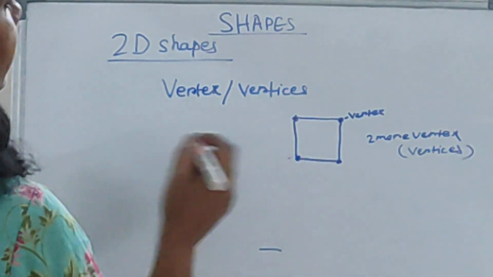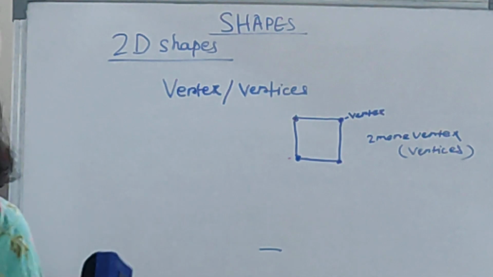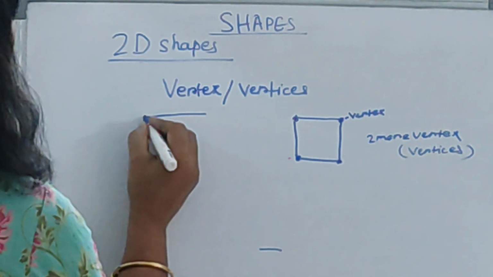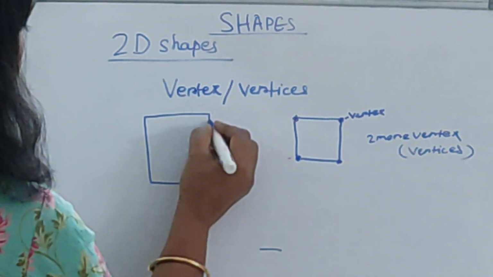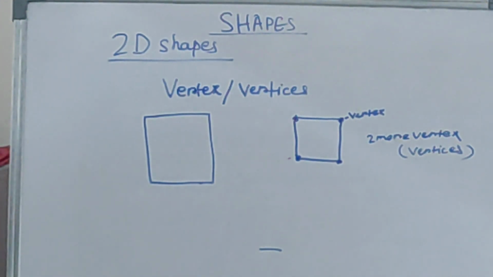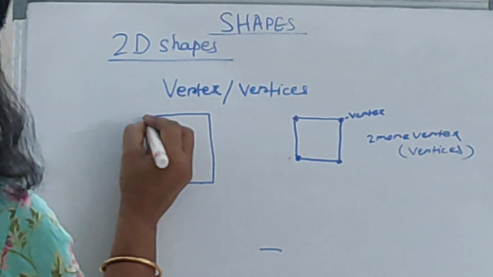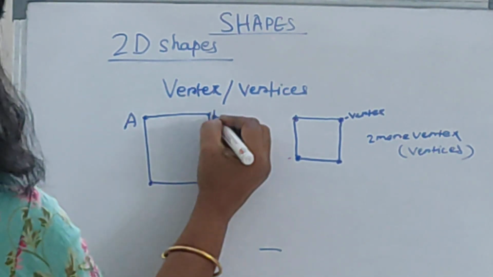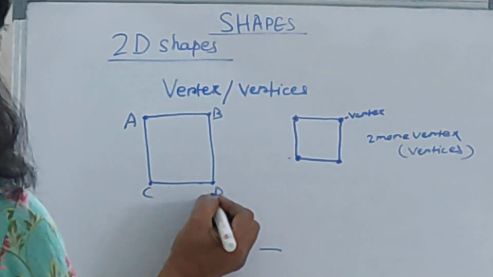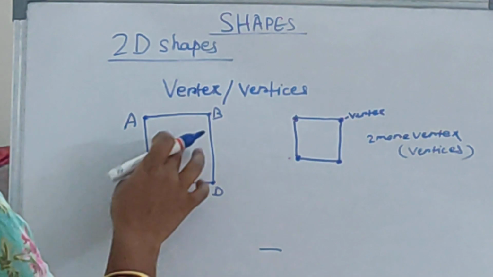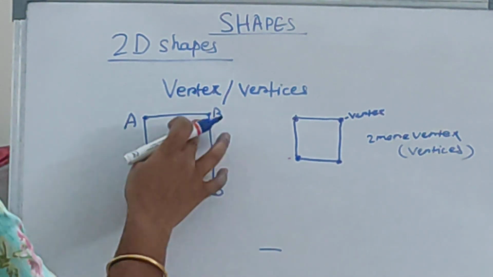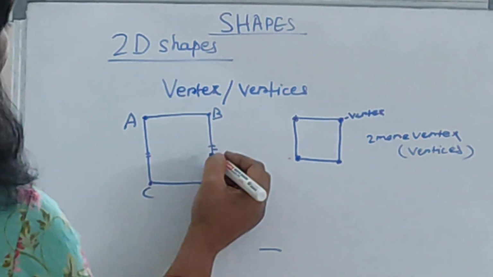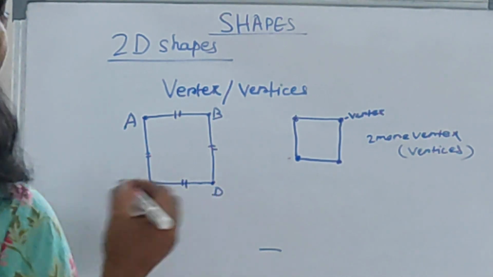Now what we are going to learn is the diagonal. Do you know what a diagonal is? What we will do is draw a structure here first, and then point it out: A, B, C and D. Before going to know about the diagonal, we will know about the sides. See, one side, two sides, three sides and four sides.